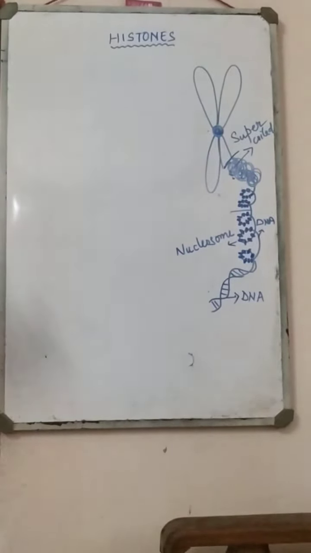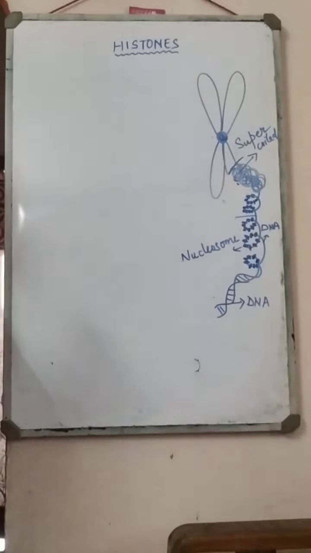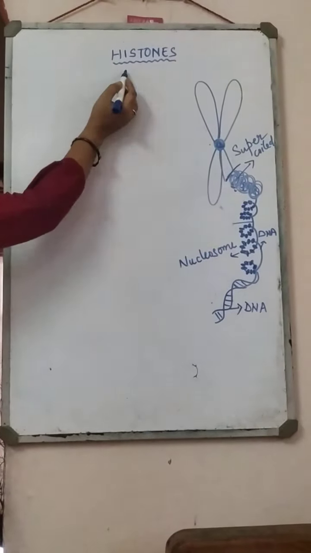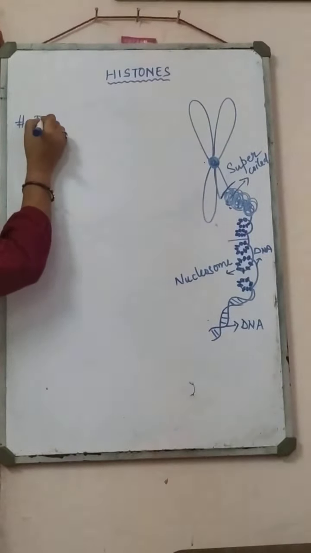Okay, so chromosomes or chromatin fiber are made up of two things. In the last video we discussed DNA, and in this video the second part which makes the chromosome or chromatin fiber is the histone. Today we are going to discuss histones. What are histones? They are proteins.